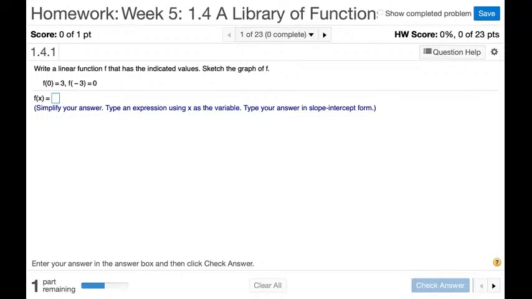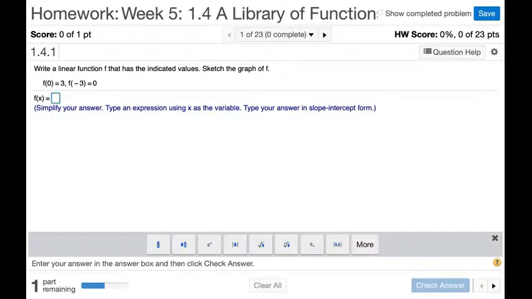So we know the y-intercept. The y-intercept is 3. X, Y, X, Y. It's going to be a negative 3 over negative 3, which is 1. So then ultimately it's just going to be x. It should be x plus 3.